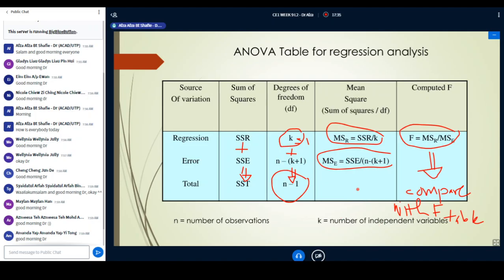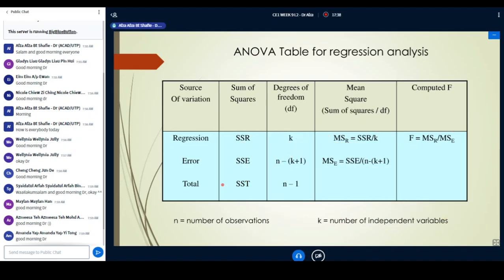Okay, what do I have here is K. Let's say my interest is pressure and the yield. The yield is Y, so this is my X. So that means there's only one independent variable that I am interested in. So here my K will be equal to 1.